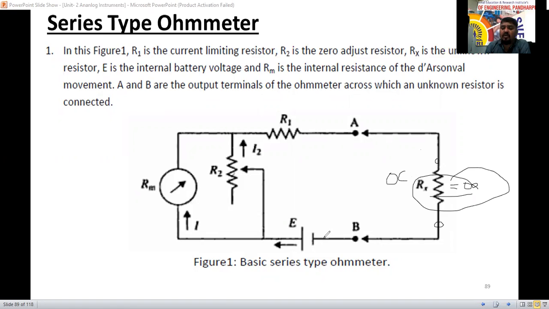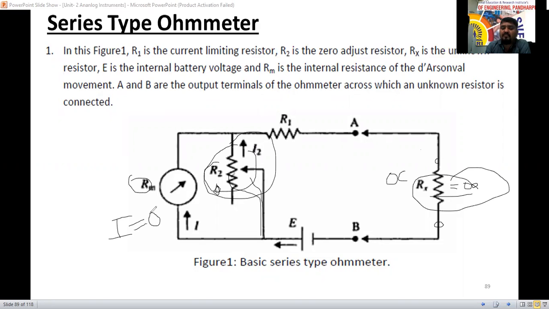In that condition, we have to take all the current through this path, so we set R2 to 0. Instead of this meter, all the current can be given the bypass here. If this resistance is 0, then all the current will flow here only, because the meter has some resistance, Rm. So no current will flow through the meter, and in that condition I equals I minimum, which is 0.